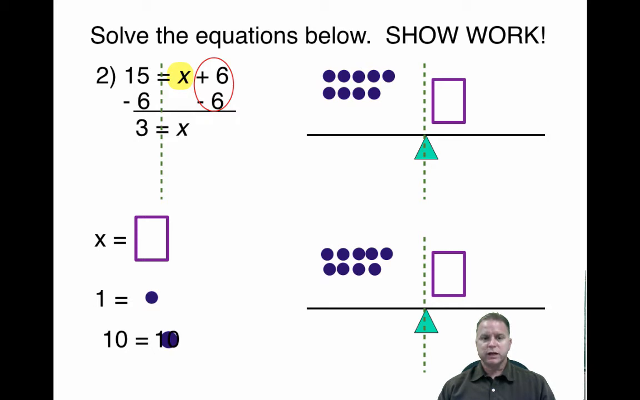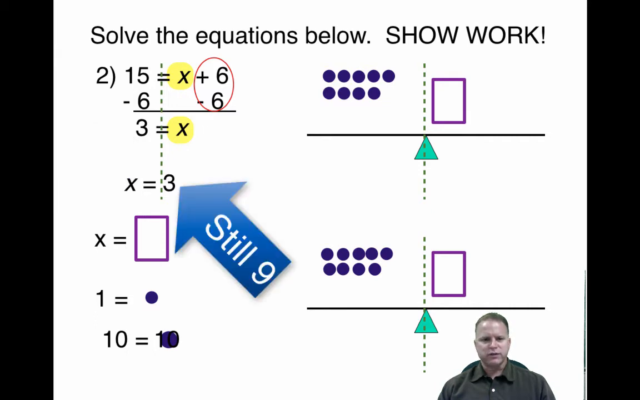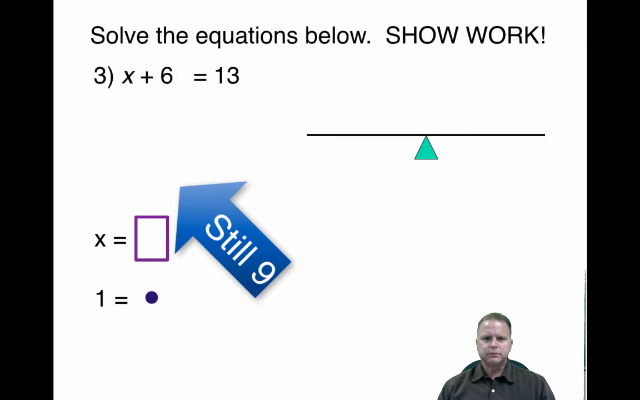15 minus 6 will be 9, not 3. I don't know where that 3 came from. Ignore the 3. And we should get x equals 9. I apologize for that. User error.